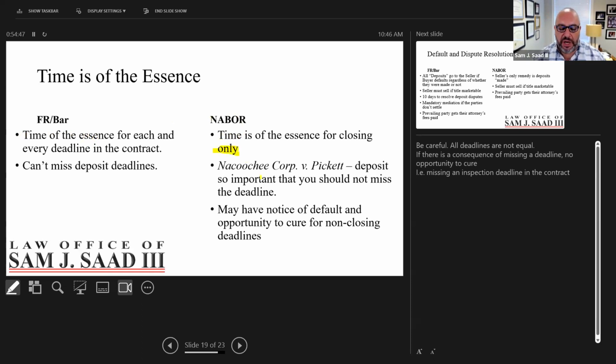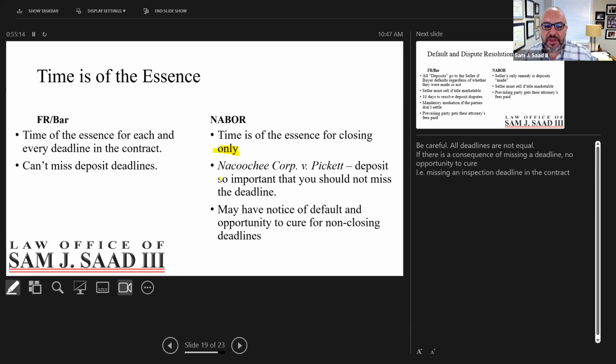But of course, lawyers, there is a case, Nechachuchi Corp versus Pickett, where it says the deposit is such an important part of the contract that you should not miss that deadline. So the way you deal with missing a deadline under NABOR is you put the party in breach and you give them a reasonable opportunity to cure.